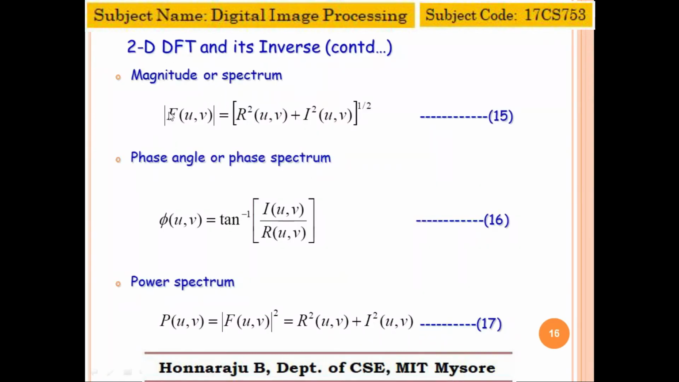The magnitude spectrum is represented by the absolute value of F of u comma v equal to R square of u comma v plus I square of u comma v, to the power of 1 by 2. Similarly, the phase angle is tan inverse of I of u comma v divided by R of u comma v, where I is imaginary and R is real. The power spectrum is represented by P of u comma v equal to the absolute square of F of u comma v, which is R square of u comma v plus I square of u comma v.